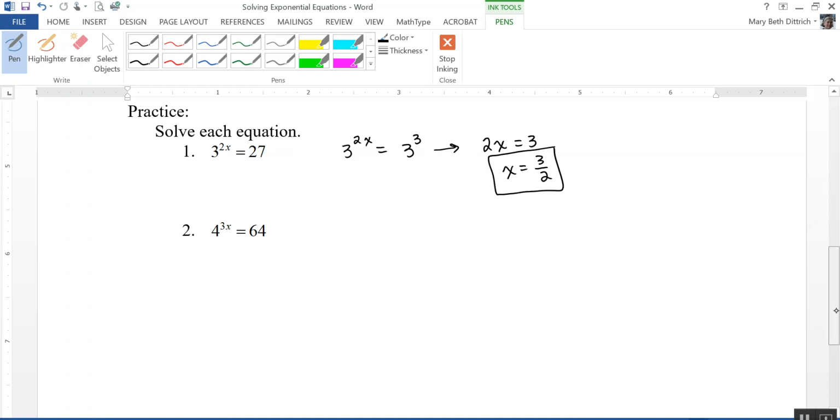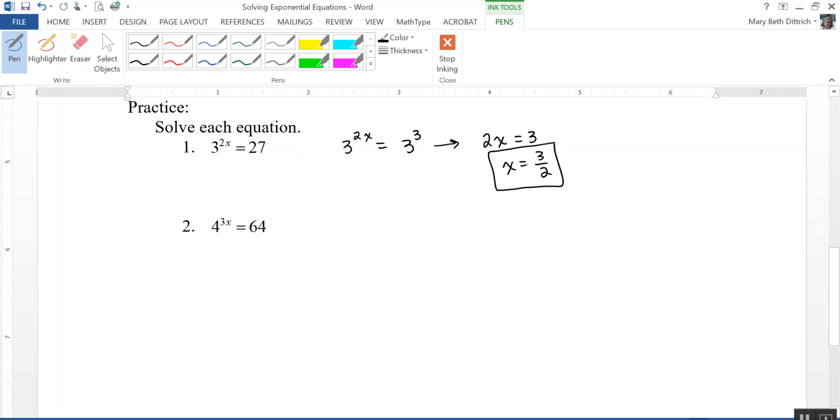My second example says 4 to the 3x power equals 64. Well, I know that 4 is 2 squared, and I believe 64 is 2 raised to some power. And if you don't remember what it is, try some numbers on your calculator. So try 2 to the 4th, 2 to the 5th, 2 to the 6th, and see if you get that. Actually, if you've played the game 2048, you should know your powers of 2.